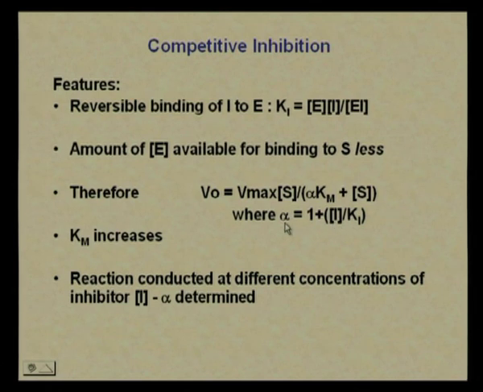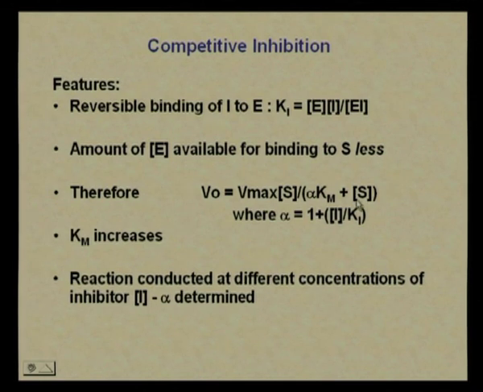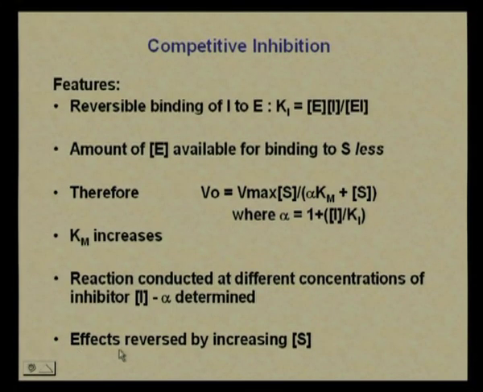So, how do I have to determine alpha? All I have to do is do the reaction. How did we do the original Michaelis-Menten? We just conducted a reaction at different substrate concentrations. Now, I have to conduct my experiment at different inhibitor concentrations. Okay. And the effects are reversed how? By increasing the substrate amount. As soon as this equilibrium is going to release some of the enzyme, if I increase the substrate concentration to a large enough value, then the free enzyme can react with the substrate to form the normal products in the normal way it would.